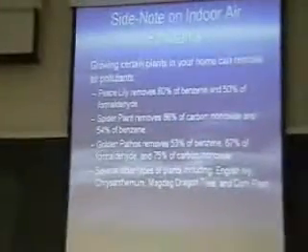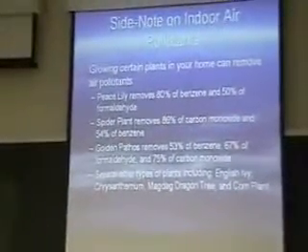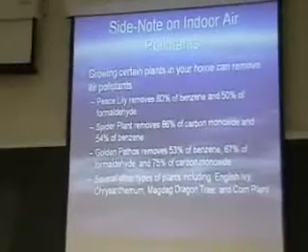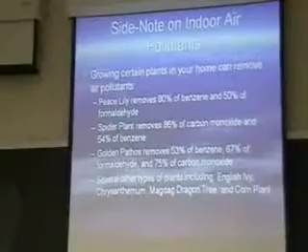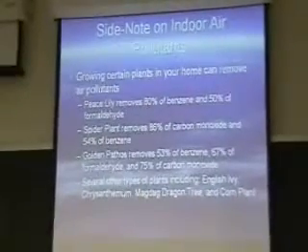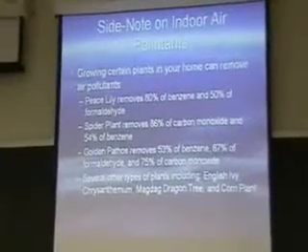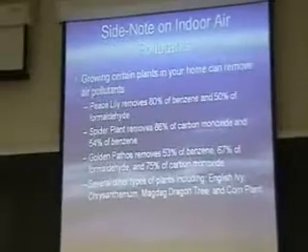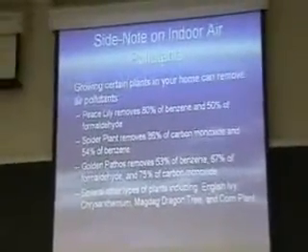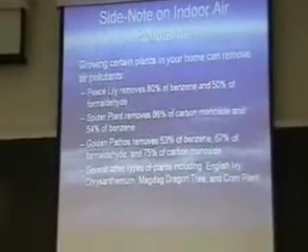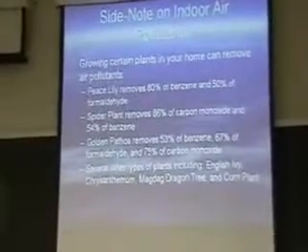And a side note on indoor air pollutants, something I found was really interesting is that using certain indoor plants in your home can almost eliminate a lot of these air pollutants. Peace lily is a plant that removes 80% of benzene, 50% of formaldehyde. Spider plant, it removes 86% of carbon monoxide and 54% of benzene. And golden pathos removes 53% of benzene, 67% of formaldehyde, and 75% of carbon monoxide.